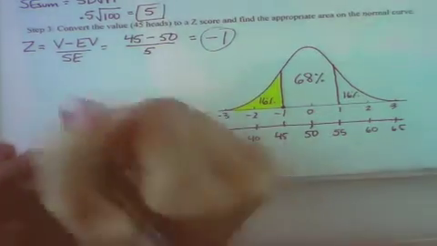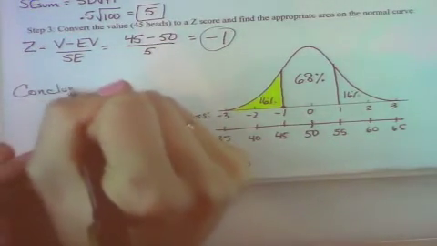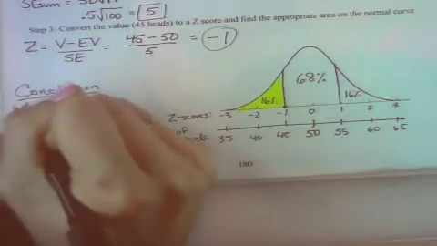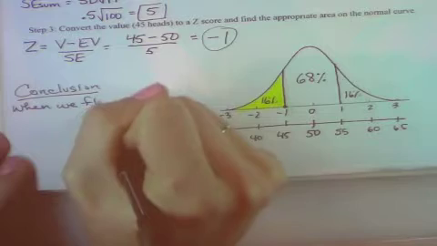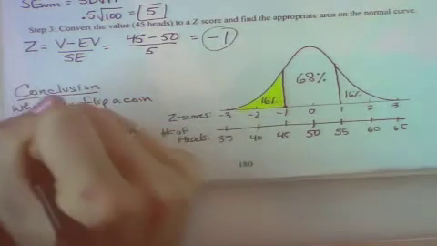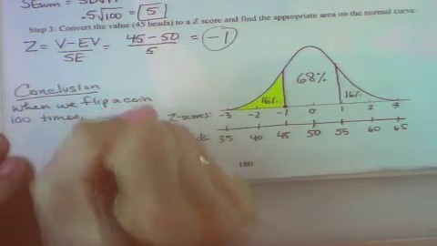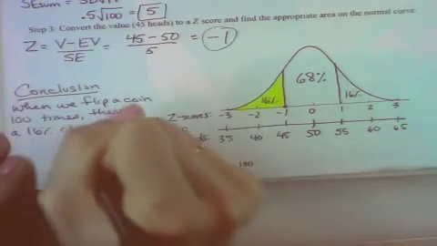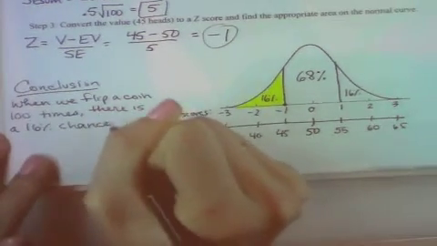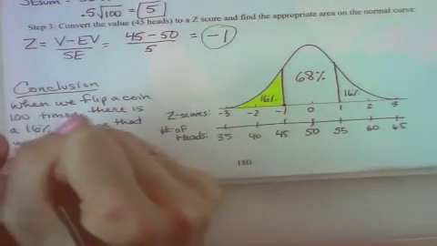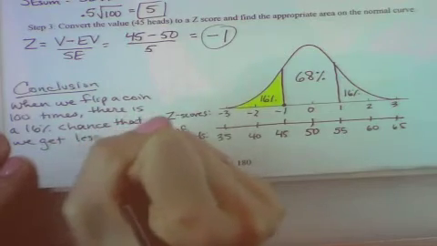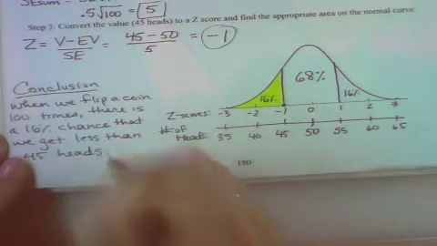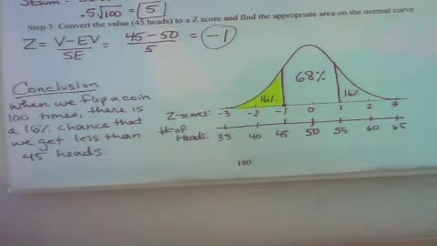So let's make a little conclusion over here so we know what all this hard work was for. Our conclusion: when we flip a coin 100 times, there is a 16% chance that we will get less than 45 heads. Boom. So there's the answer to the problem, and there's why we did it.